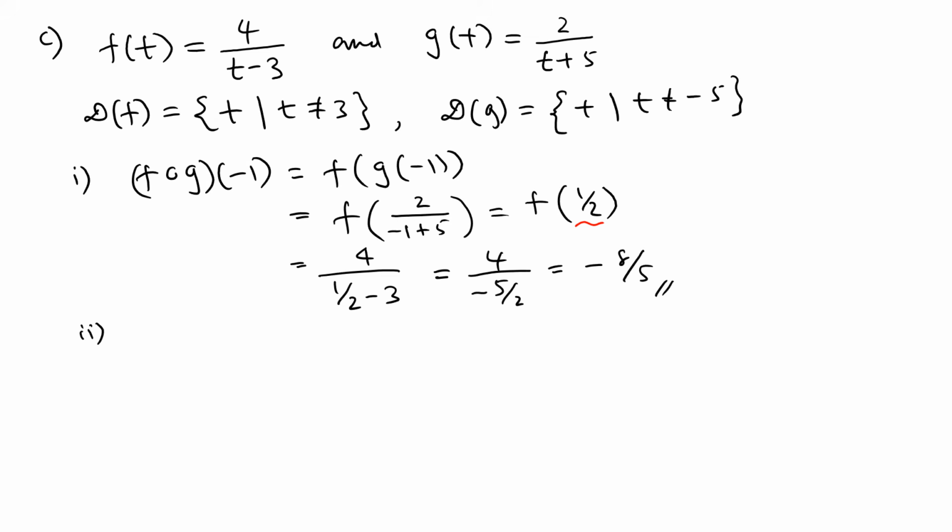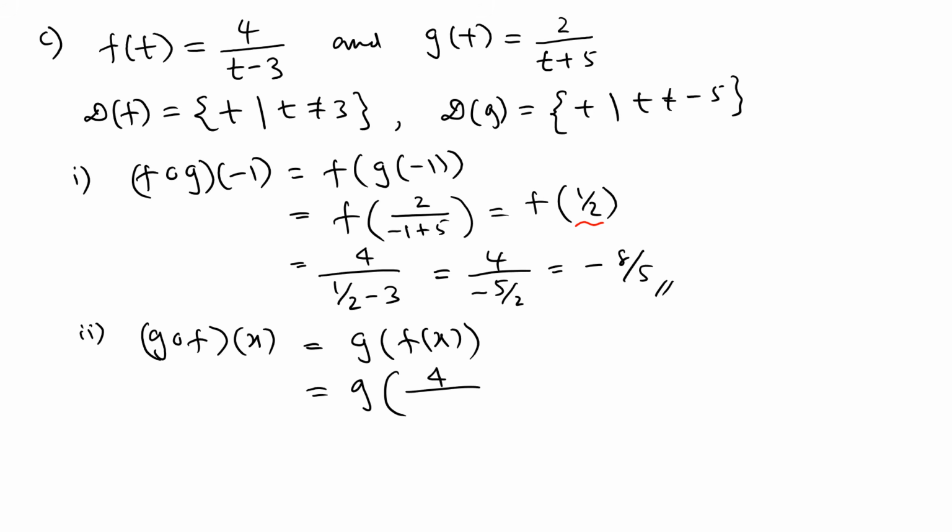Okay. And number two, g circle f of x, which is g of f of x by the definition. So go to the g function and plug in f of x, which is 4 over x minus 3. So we change the variable because you need the function of x, not t. Good. And then if you plug into the g function, you replace t by 4 over x minus 3 in 2 over t plus 5. Now the question is how to simplify this one. So the goal is to simplify this.